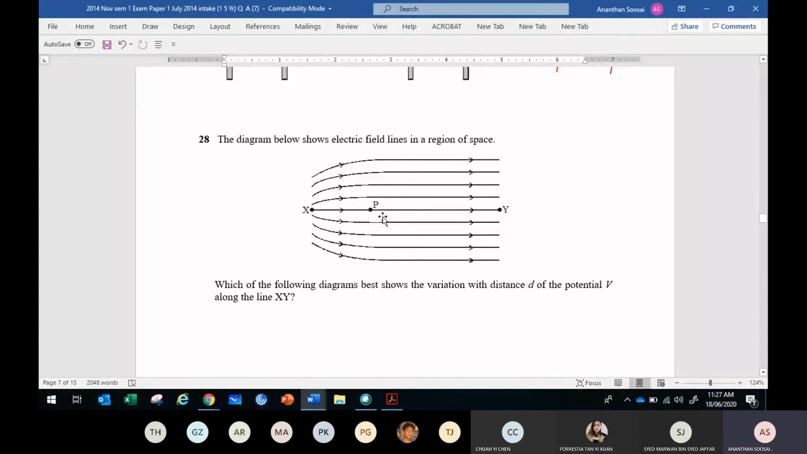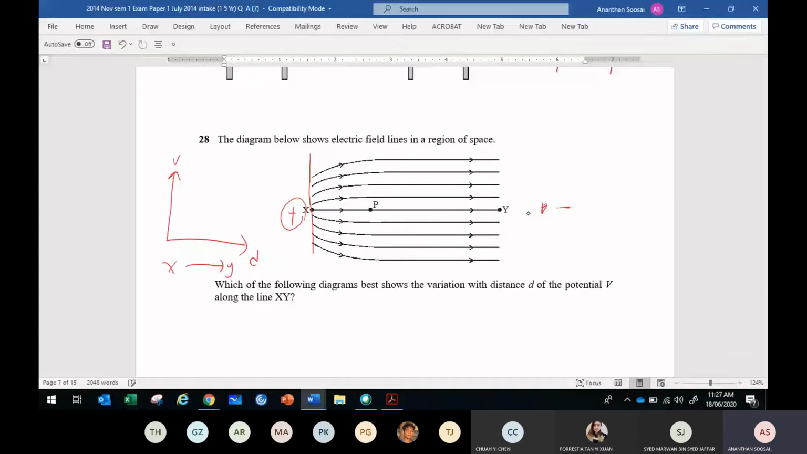Along the line xy, how is the potential changing? They're asking, if you plot potential versus d, starting from X and going to Y. This is like the positive plate, and this is like a negative plate. But it's not a parallel plate actually, because the line is curving. It's not a uniform field.